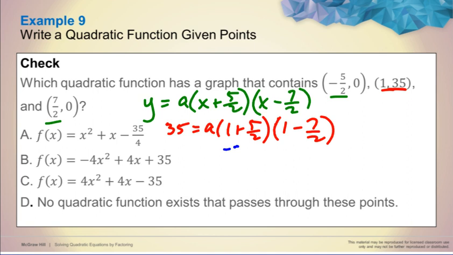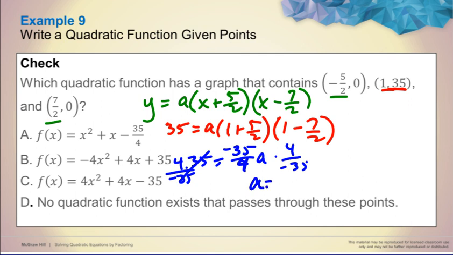So I have negative 35 fourths a equaling 35. I multiply this by 4 over negative 35. I now have 4 divided by negative 1, which a would give you negative 4.